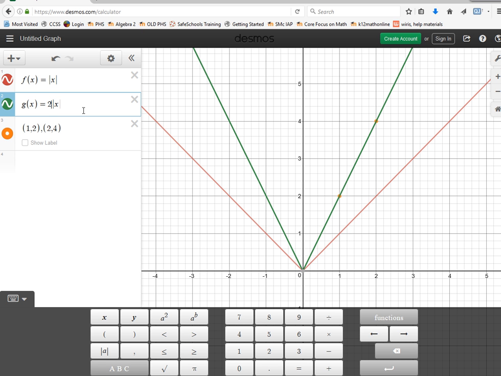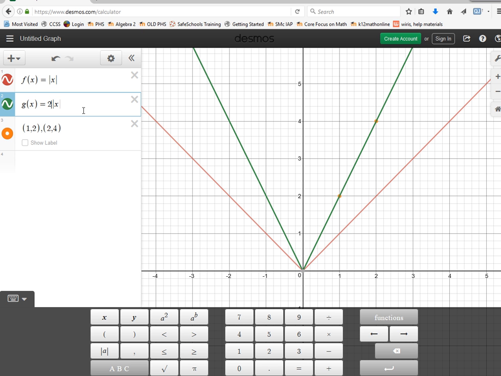If square root or absolute value of x is our normal output, if I multiply that by 2, I'm taking all of the output, the y values, multiplying them by 2. And so instead of going over 1 and up 1, so instead of having an x value of 1 and the corresponding y value of 1, now we go over 1 and we get 2 times 1 is 2, right? Okay?